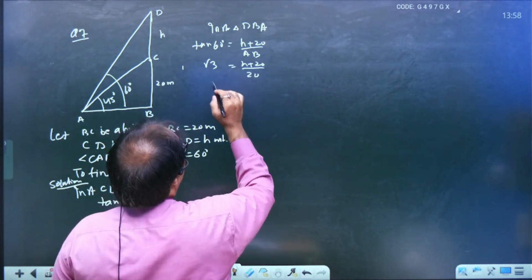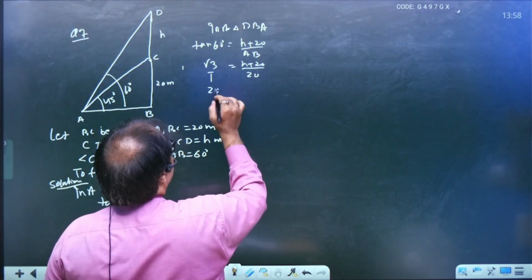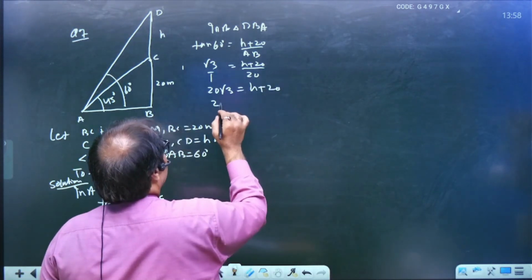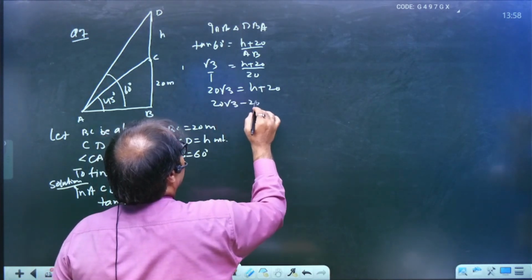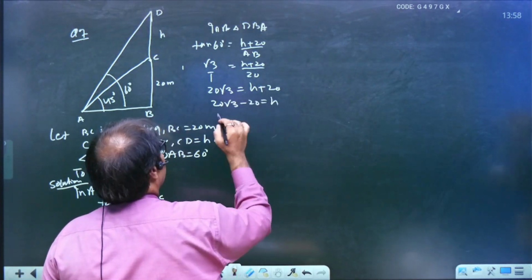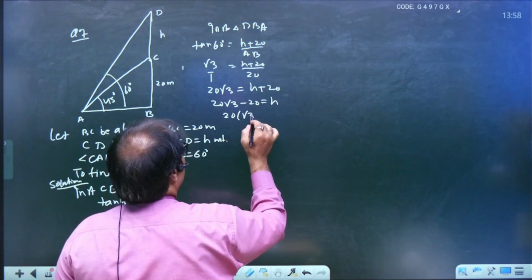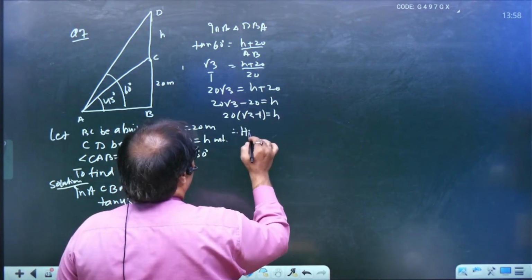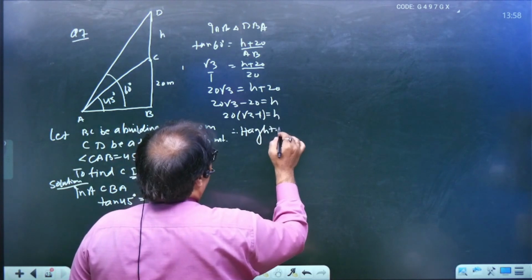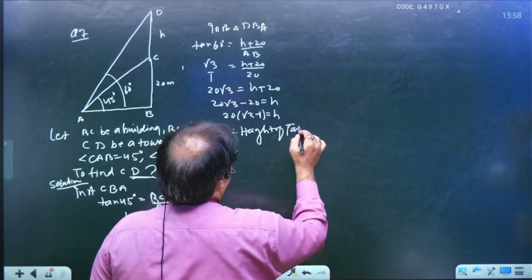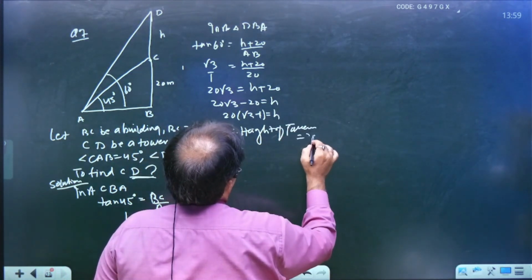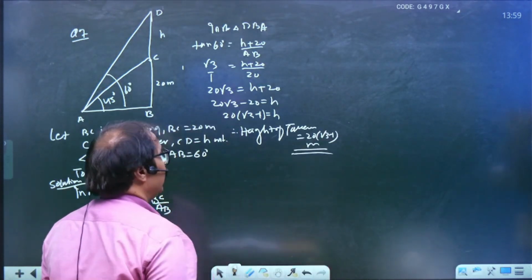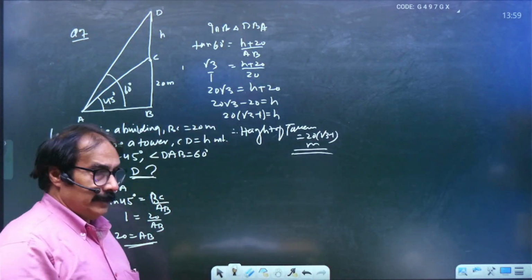So put the value. By cross multiplication, 20 root 3 is equal to H plus 20. Now do the like terms: 20 root 3 minus 20 is equal to H. Take 20 as common, so 20 into root 3 minus 1 is equal to H. Therefore the height of the tower is equal to 20 into root 3 minus 1 meter, and this is the answer of question number 7.